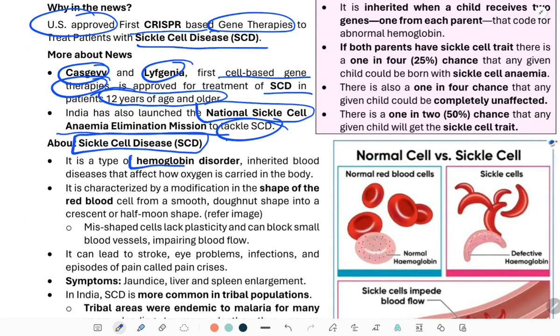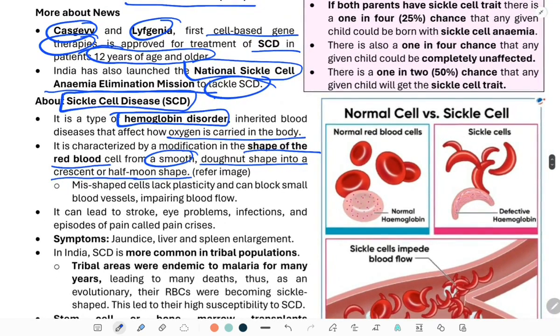It's a type of hemoglobin disorder. It's an inherited blood disease that affects how oxygen is carried in the body. It's characterized by a change in the shape of the red blood cell from a smooth donut shape into a crescent or half-moon shape. It can lead to stroke or eye problems, and symptoms are jaundice, and liver and spleen enlargement.